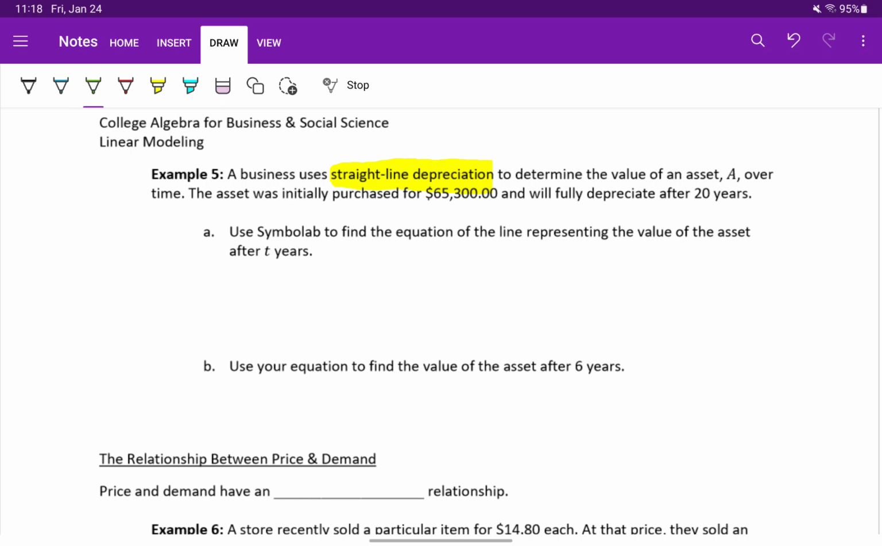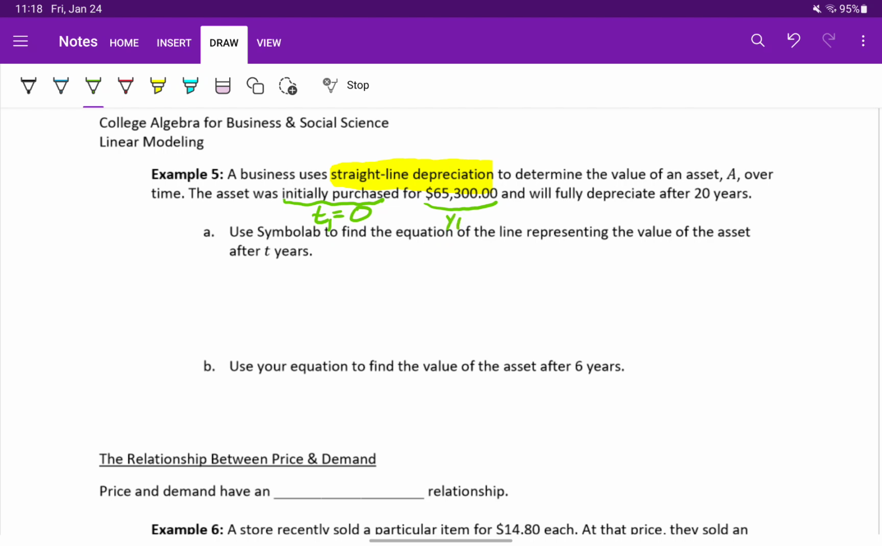In this case, we're given a coordinate pair again, just like we were in example 4, but the information is a little less obvious. Here we are told that the asset was initially purchased. We're not given a number here, but we can go ahead and just equate this to a time of T equals 0. That's our starting point. And that initial value was $65,300. So let's call that T1 and Y1.